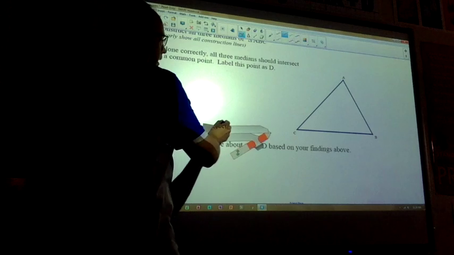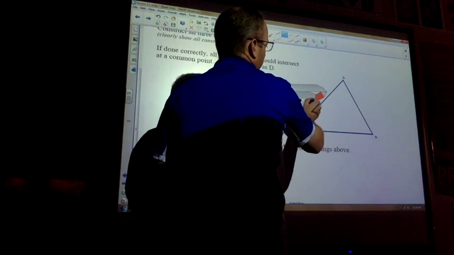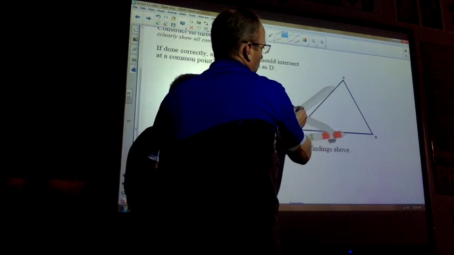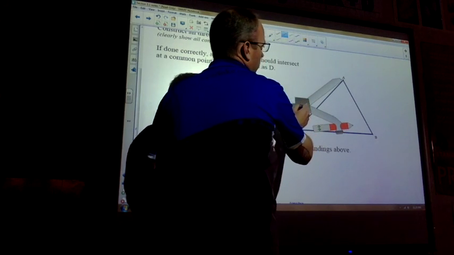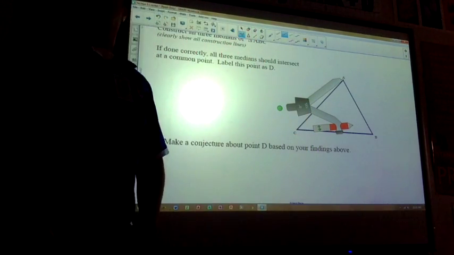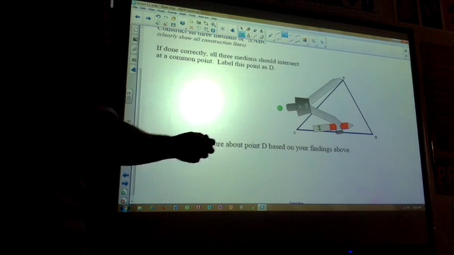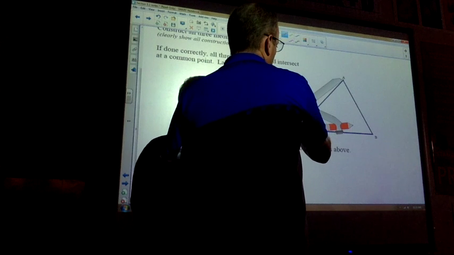We might have done a little bit of this. What I'm going to do is this. My first thing I'm going to do is I'm going to open up my compass. As long as the compass is open to be a little bit wider than halfway or more of the segment we're talking about, we should be able to find the midpoint of it.